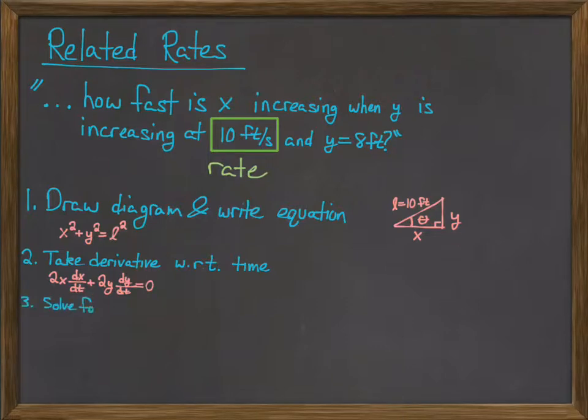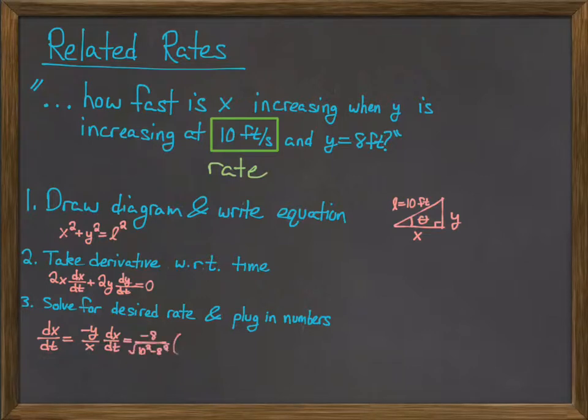Finally, just solve for the desired rate and plug in numbers. So in this case, we want how fast x is increasing. We want dx dt. So we just solve for that in terms of x's and y's and plug in the numbers. We might have to do a little Pythagorean theorem to find what the x is at that particular instant. But at the end of the day, it looks like we're getting negative 40 over 3 feet per second here.